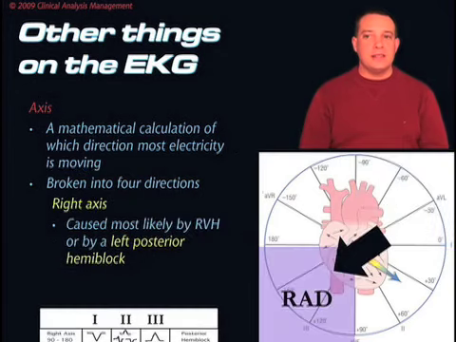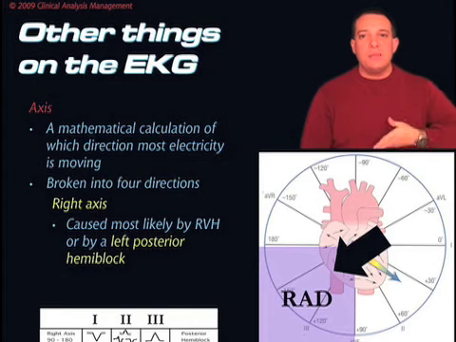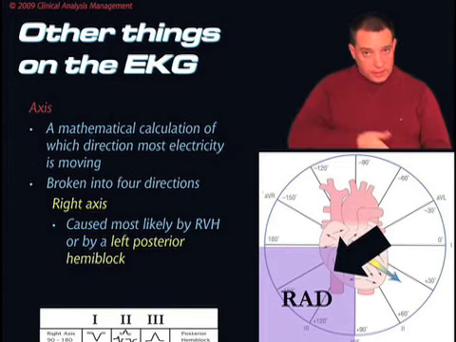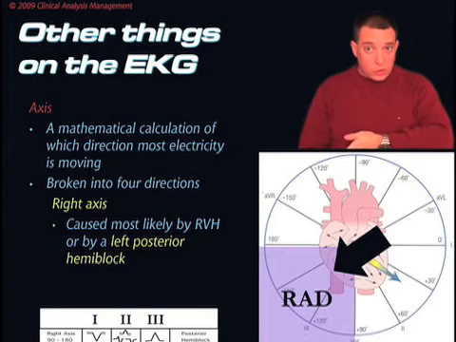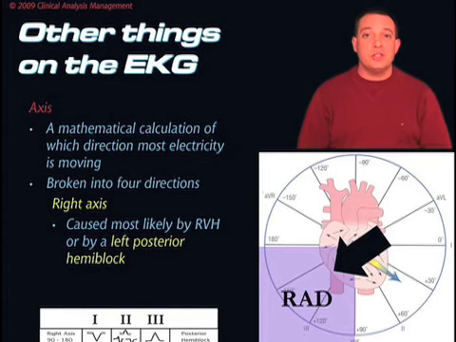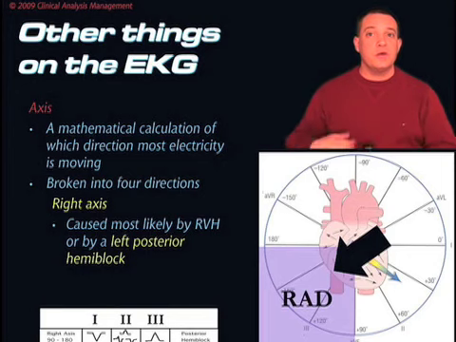Now, what about right axis deviation? Remember we said right axis deviation is when the patient's axis is somewhere between plus 90 and plus 180. So basically instead of swinging towards the left leg like what we would expect, it's swinging towards the right leg or even a little bit higher. With right axis deviation, probably the biggest cause would be right ventricular hypertrophy. So if the right ventricle has become hypertrophied, we would expect to see right axis deviation.